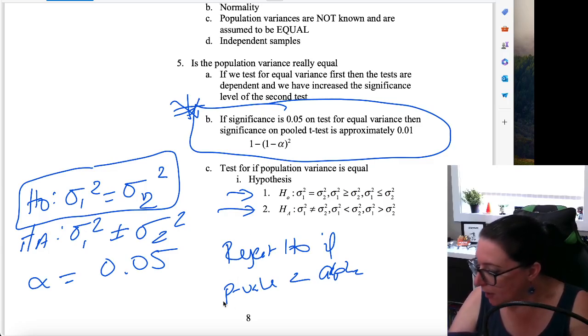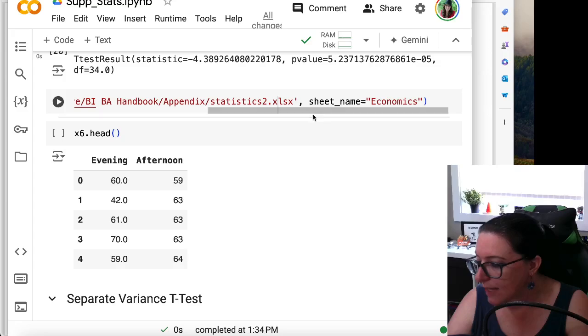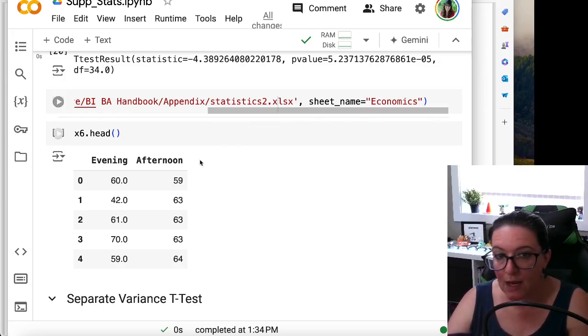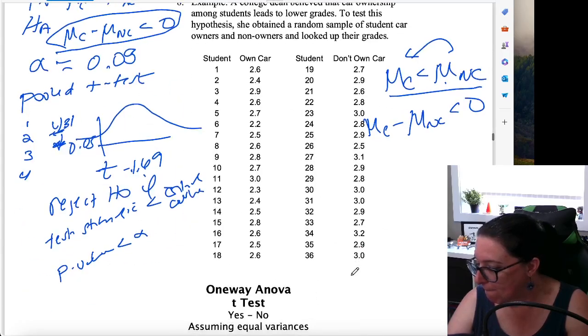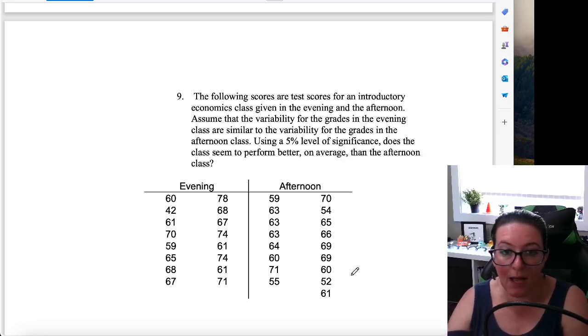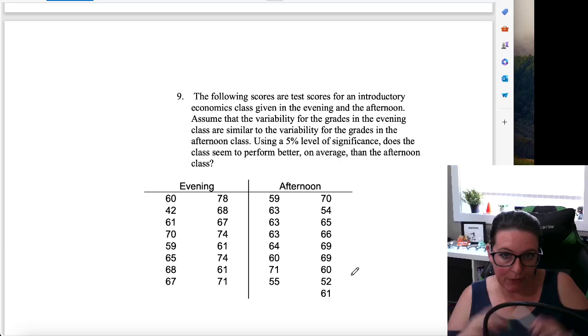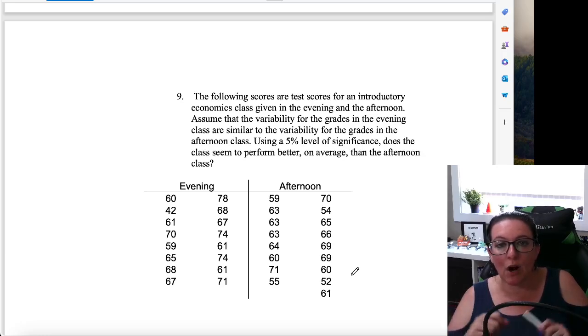Before we leave this, I'm just going to point you to, but I won't do it, a second data set called economics. Let's go back to the original data here, somewhere. All right, scores. Test scores for introductory economics classes given in the evening and the afternoon. If we assume the variability for the grades in the evening class are similar to the variability for the grades in the afternoon class, use a 5% level of significance. Does the evening class seem to perform better on average than the afternoon class?